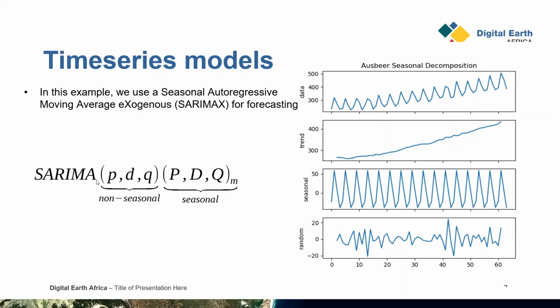And in ARIMA or SARIMAX, we have three inputs, P, D, and Q, which I'll show on the next slide. And they apply to the seasonal, again, which is the repeating pattern, and also the non-seasonal, which is the overall trend.